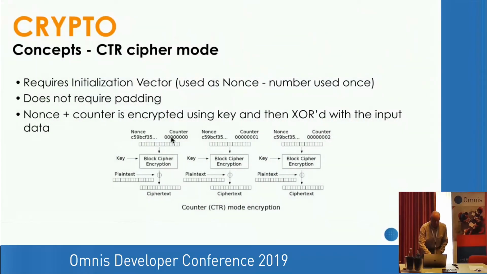And then the other mode is counter mode. This requires an initialization vector, although when you read documentation about counter mode, it'll be called a nonce, which is a number used once. And this doesn't require padding because of the way it actually works. But you'll see in this case, the nonce is incremented for each block that's encrypted, and then it's fed with the key into the encryption algorithm, and then XORed with the plain text to generate the ciphertext.